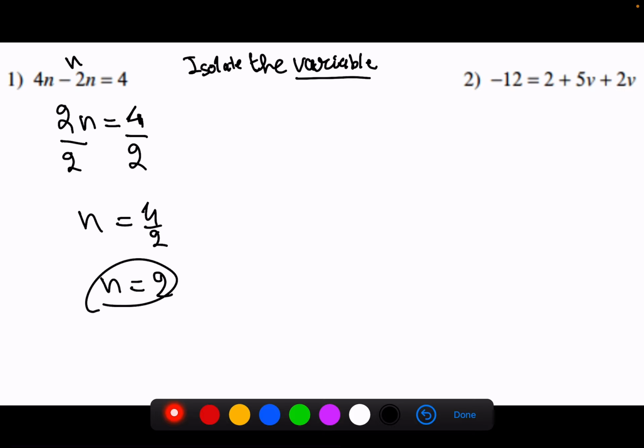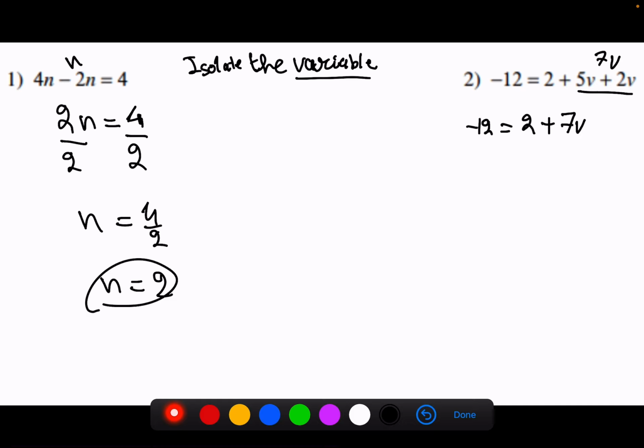So the next problem, same idea here, we're going to want to isolate the variable. So let's go ahead and start by simplifying this. 7v plus 2v, I can simplify that as 5v plus 2v, I can simplify that as 7v. So we can write this as negative 12 is equal to 2 plus 7v.